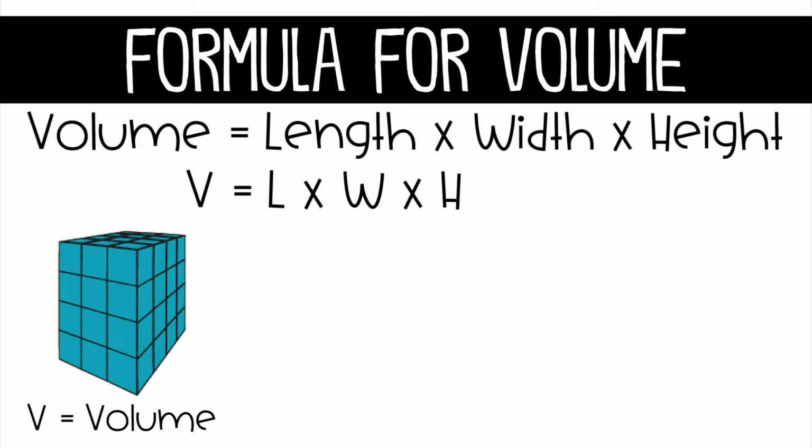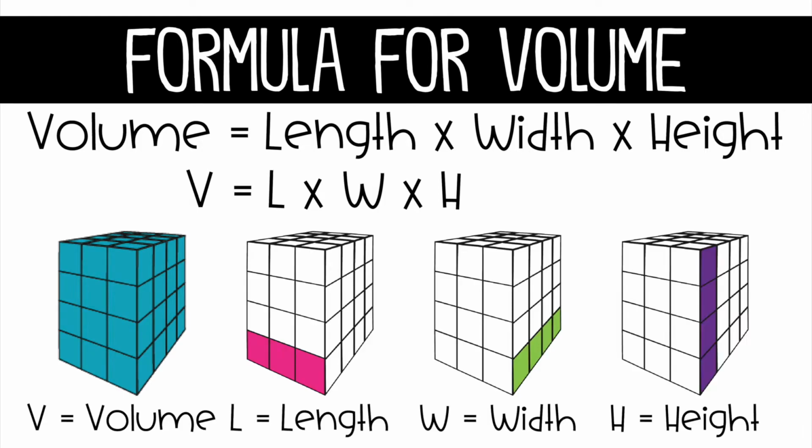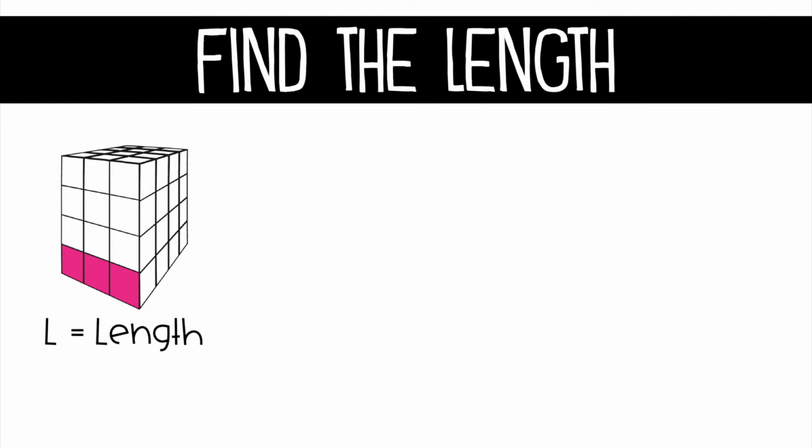Let's have a look at this rectangular prism. We're going to need to find the three dimensions that I mentioned earlier: the length, the width, and the height. Let's start with the length. That's the measurement along the front here. We can see that there are 1, 2, 3 cubes. So we can write the 3 as part of the formula.